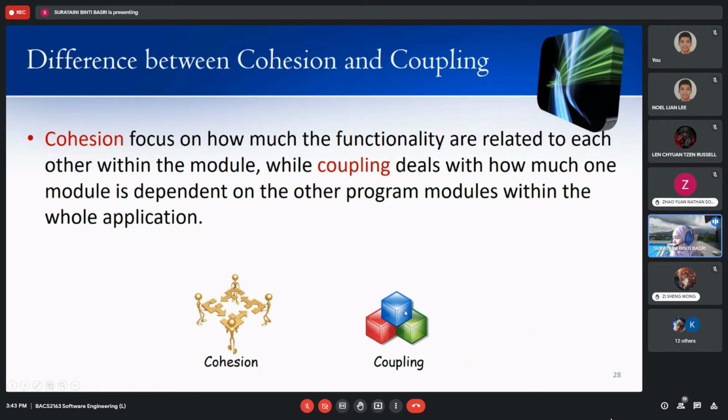So imagine that for this coupling, this is one module, this is one module, this is one module.